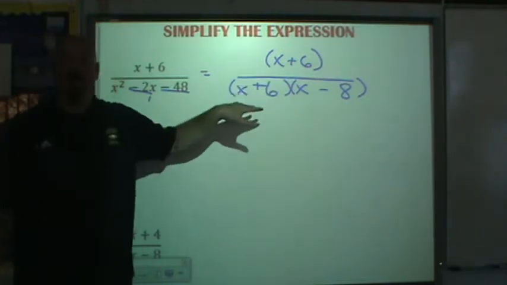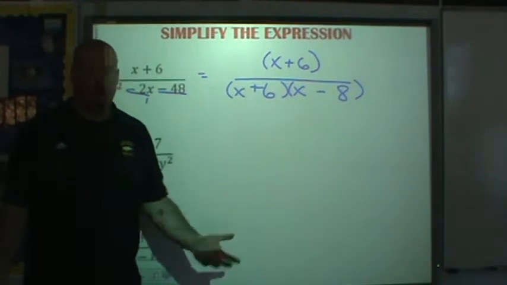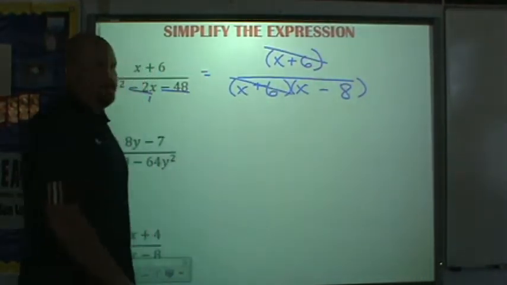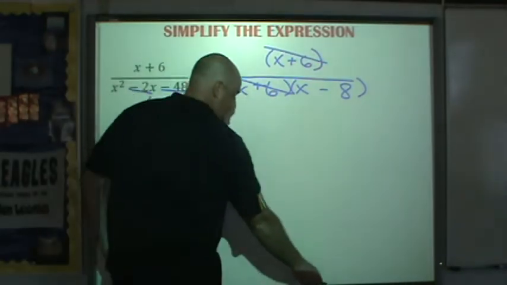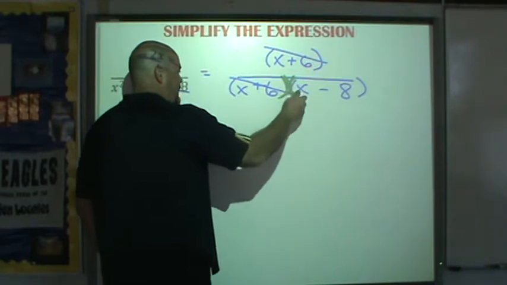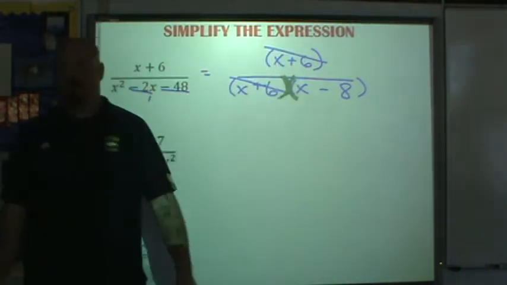Do I have a common factor on the top and the bottom? Yes. Now I do. X plus 6. I can cancel them. And again, the key to this problem is these parentheses. That tells me that this is being multiplied by this.